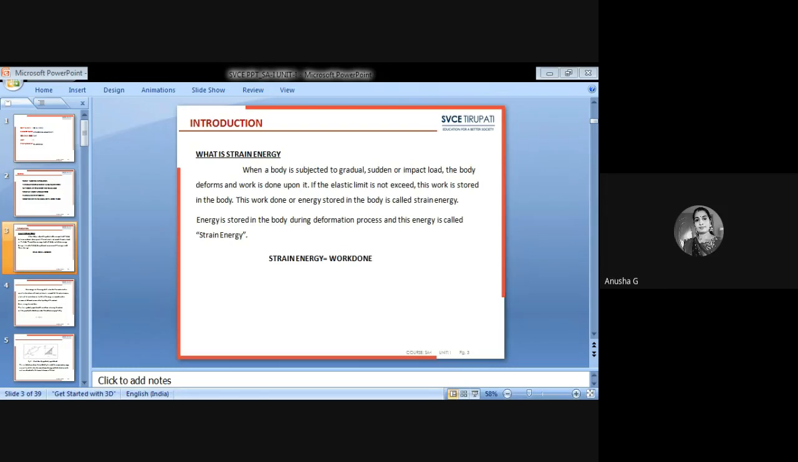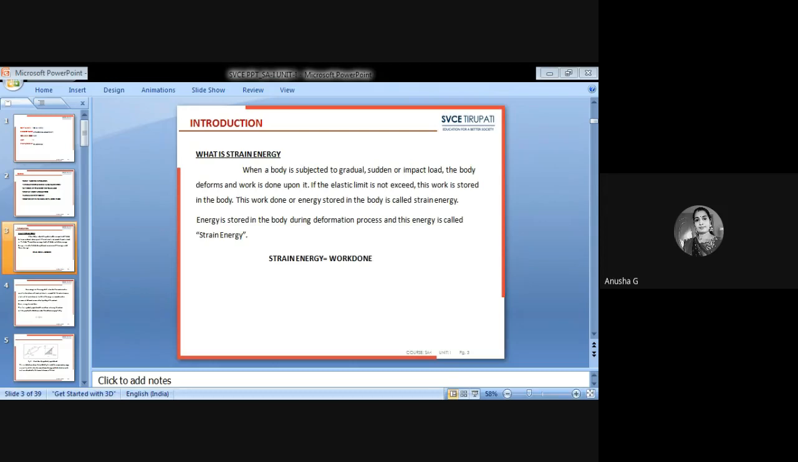The units of strain energy are Newton meter or Newton mm. Strain energy or resilience is equal to load into displacement. Load will be in terms of Newton or kilonewton multiplied by the displacement, that will be in meter or mm. Okay. Resilience or strain energy units are Newton meter or Newton mm.